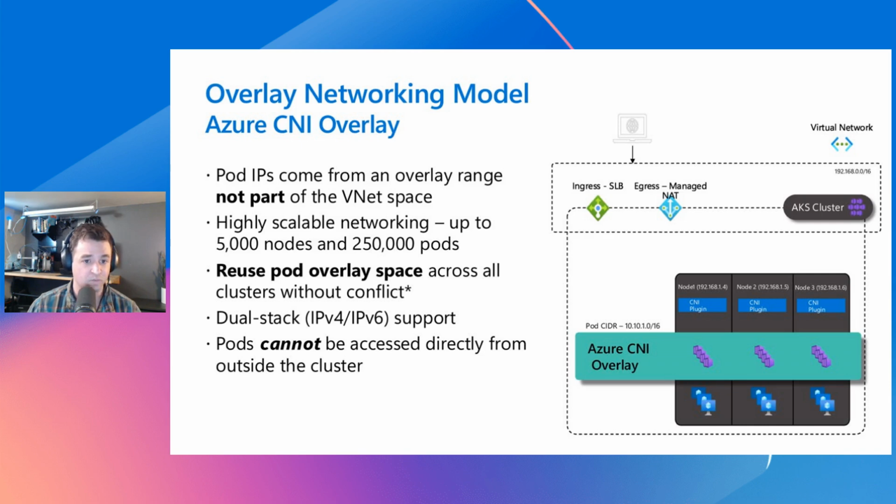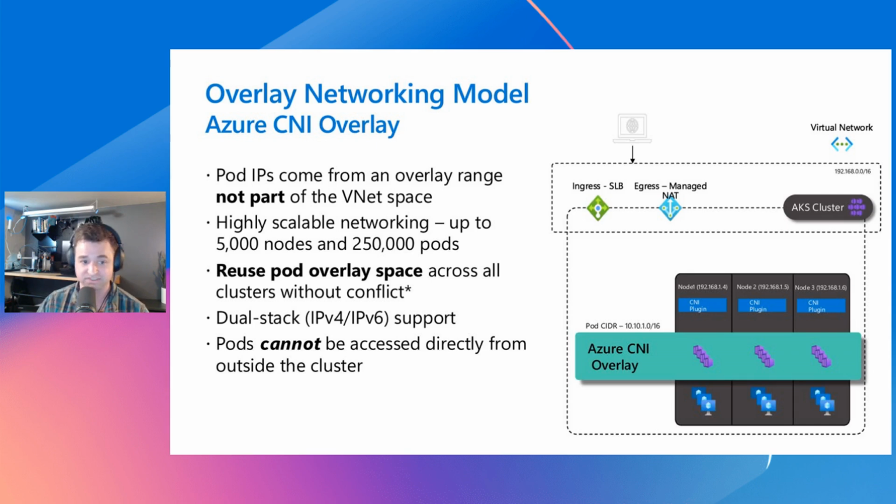So we're going to start with IP address management. This is where most people think of CNIs. For our purposes, we really have Azure CNI as our option, and we have different options within Azure CNI to get you what you need. The first option is the overlay networking model. An overlay networking model means that pod IPs come from an overlay range that is not a part of your VNet. Our option for this is Azure CNI Overlay.